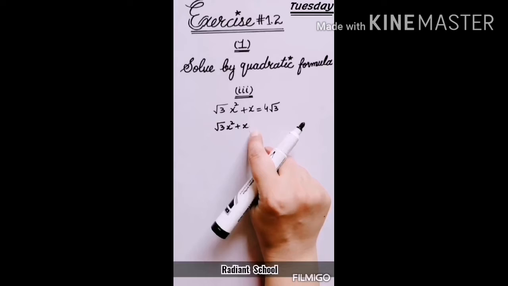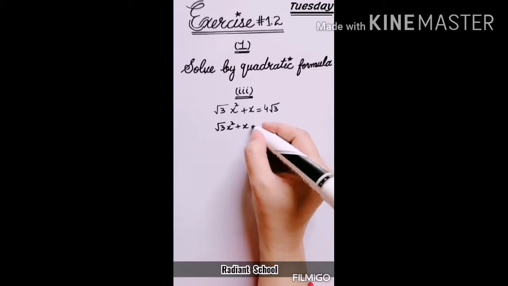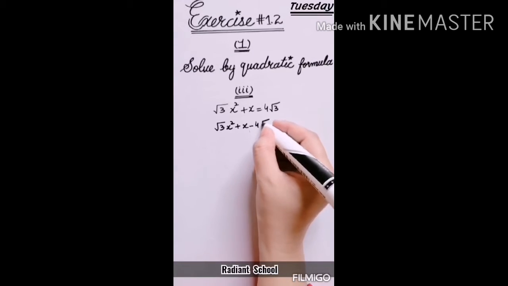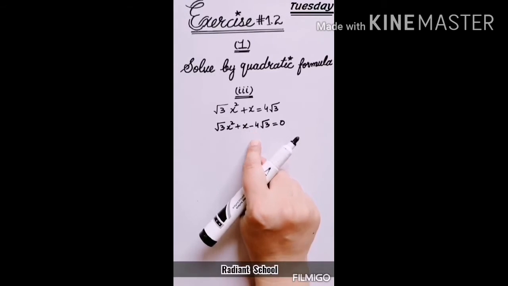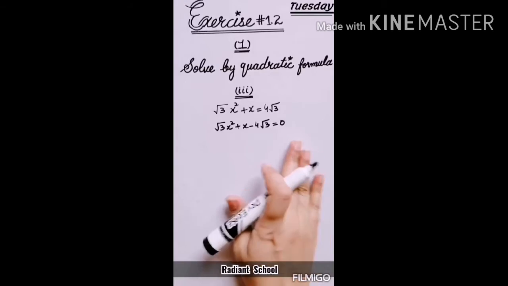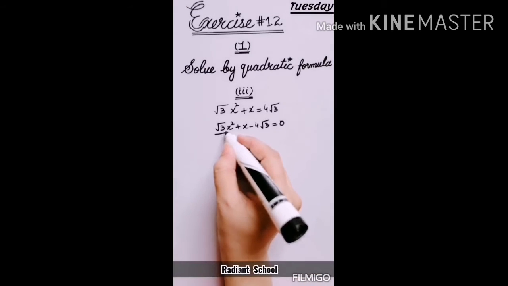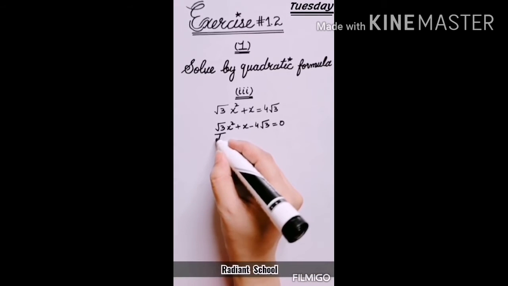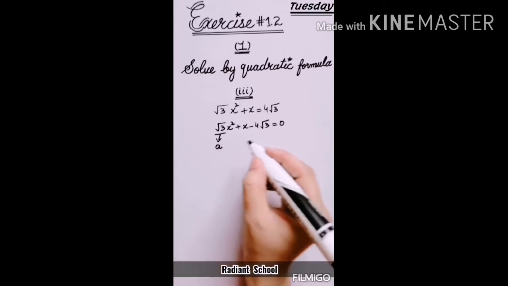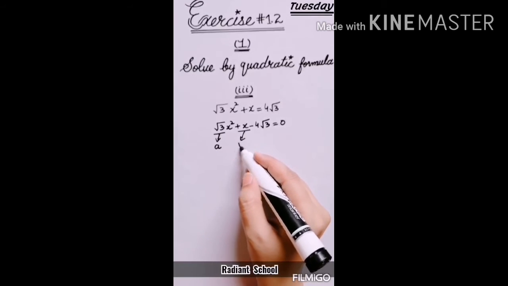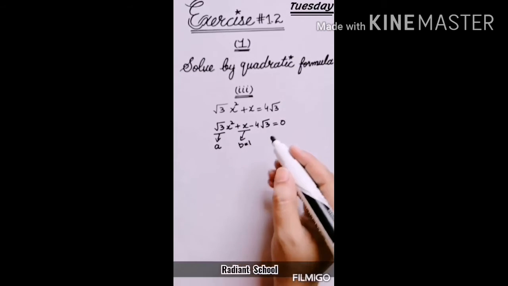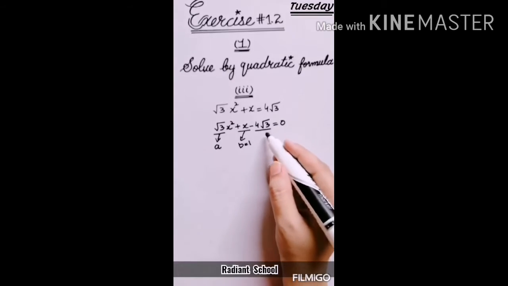So we will shift the constant on this side. Constant will be minus 2 under root 3 is equals to 0. It is your standard form of a quadratic equation. Now we will take the value of a. The coefficient of x square is the value of a. The coefficient of x, here nothing is written, so the coefficient of x, b, is equals to 1, and the constant with the sign is the value of c.